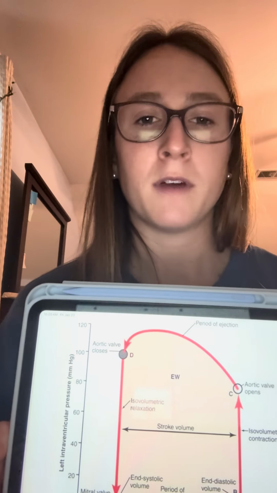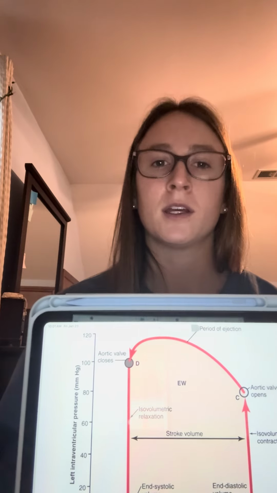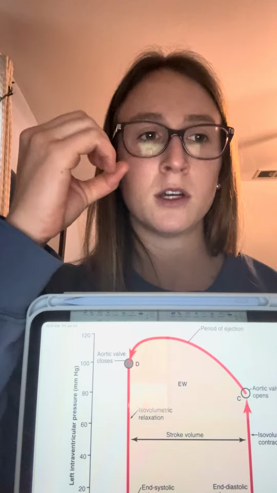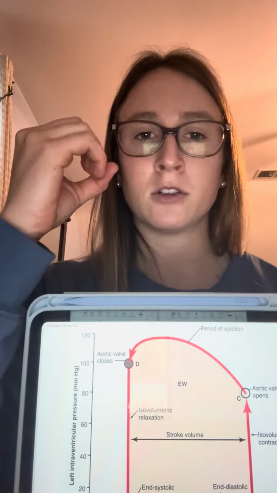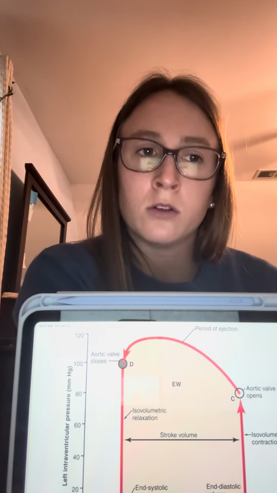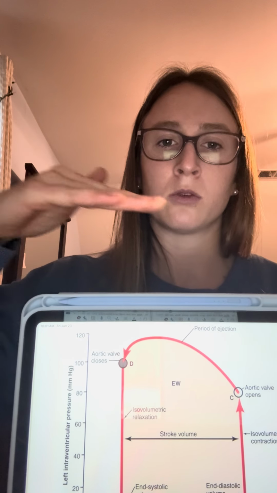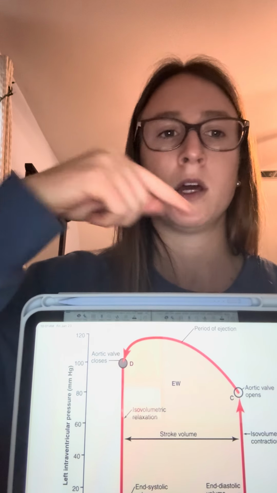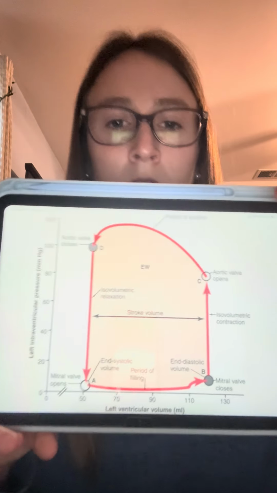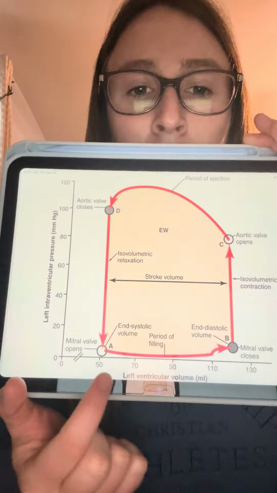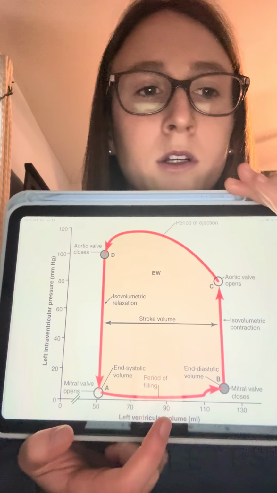So phase 1 is ventricular filling, and what is happening here is the left ventricle is relaxed, the mitral valve is open, and the aortic valve is closed, and blood is flowing through the mitral valve from the left atrium to the left ventricle. So if we look at the loop, we have this bottom horizontal line from A to B. That would be ventricular filling.